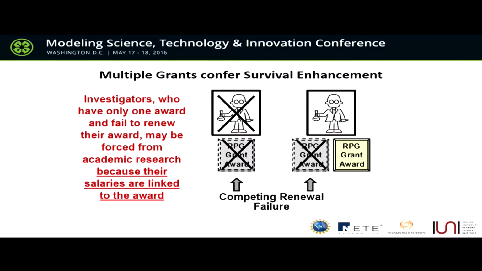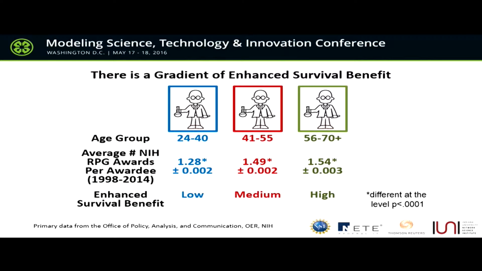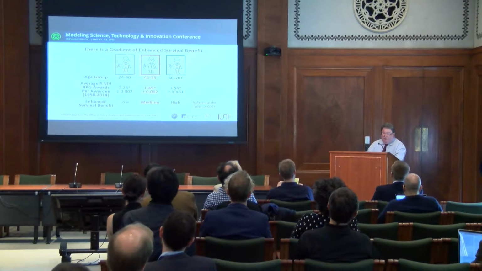This enhanced survival benefit can be estimated by calculating the average number of grant awards per awardee in each of the age groups. There is a gradient of enhanced survival benefit that extends from the youngest investigators with the least benefit to the established investigators with the highest. These differences are statistically significant and remarkably constant over time. In summary, we believe that the enhanced survival benefit may be one of the underlying causes of the continual increases in the proportion of established investigators.